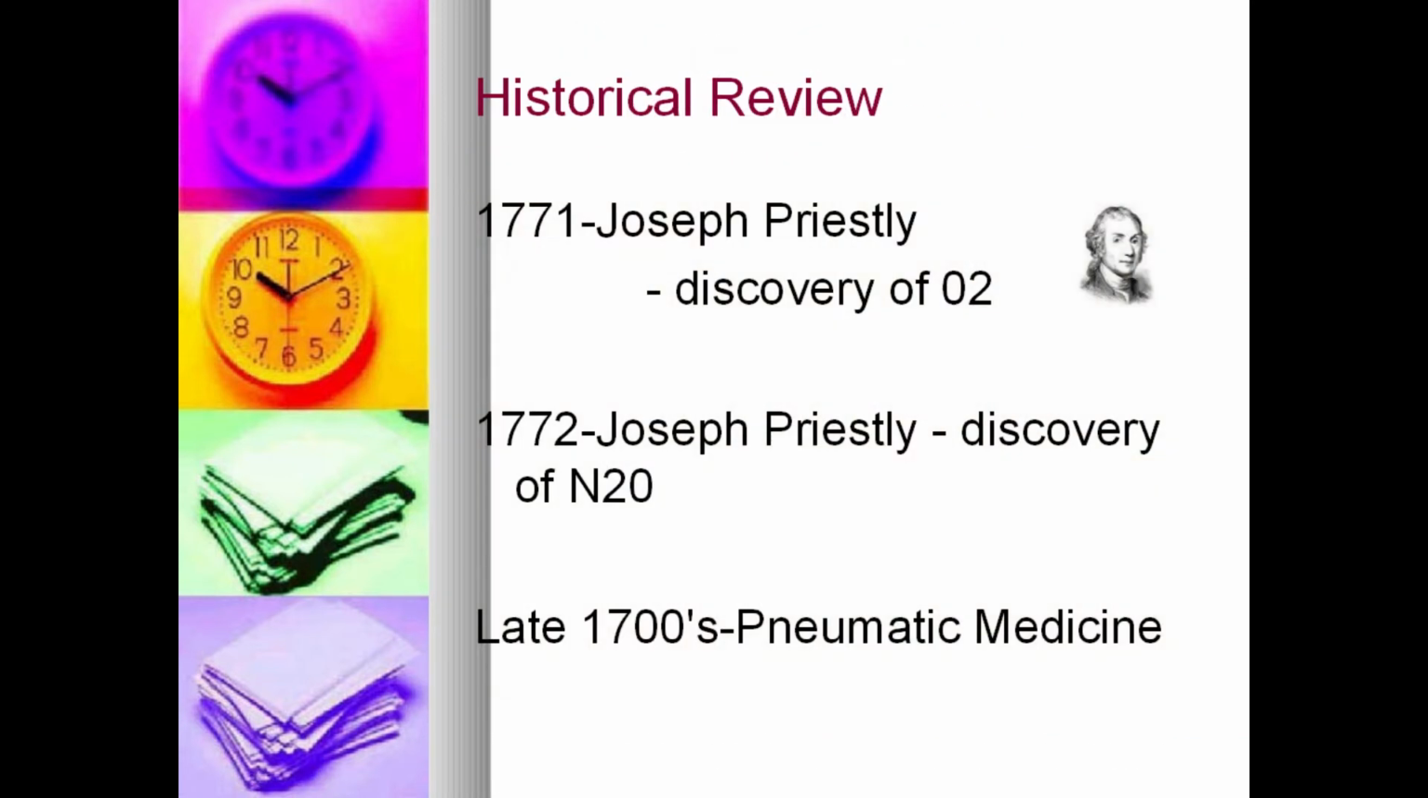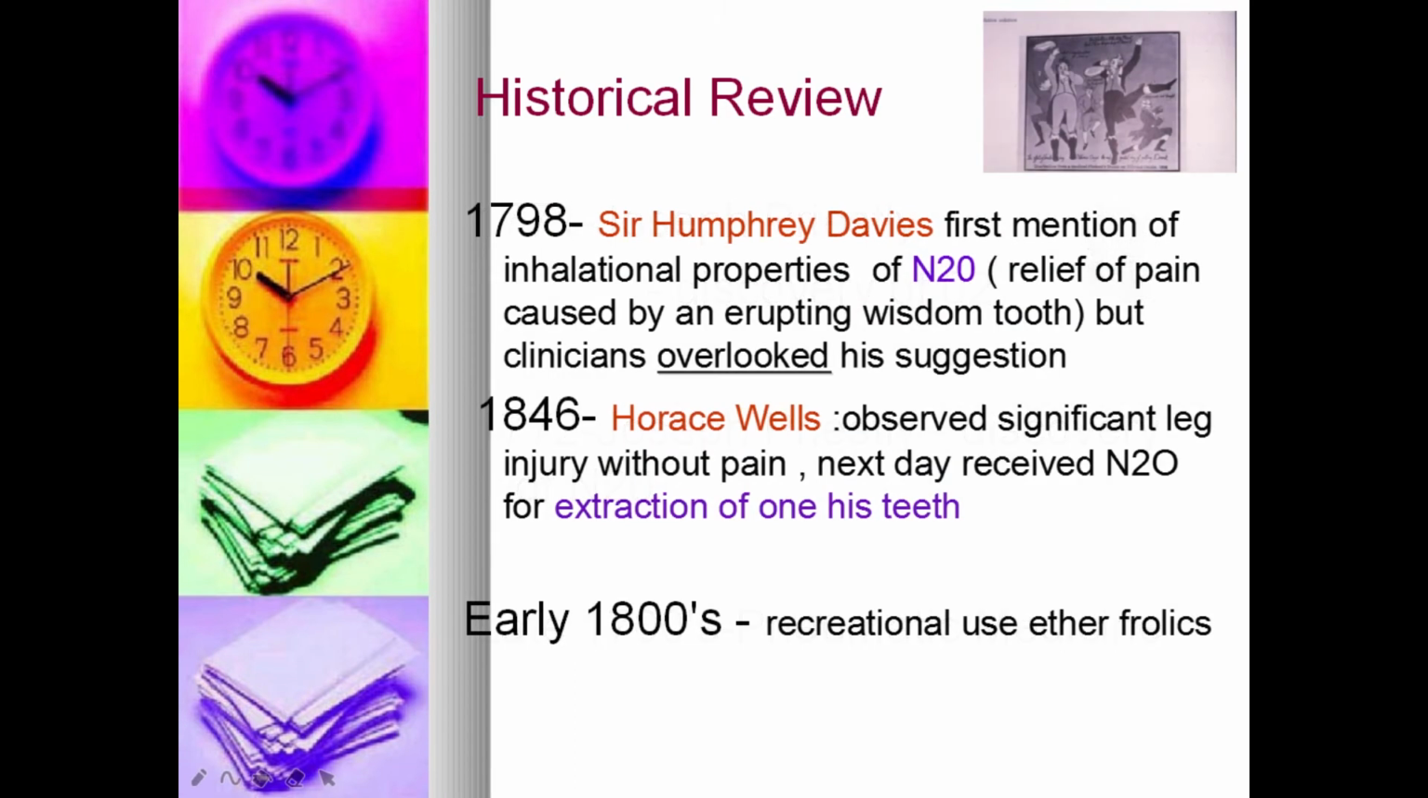Historical review. 1771, Joseph Priestley, the discovery of oxygen. 1772, Joseph Priestley, the discovery of nitrous oxide. Late 1700s, pneumatic medicine. 1798, Sir Humphry Davy's first mention of inhalational properties of nitrous oxide, relief of pain caused by an erupting wisdom tooth, but clinicians overlooked his suggestion. 1846, Horace Wells observed significant leg injury without pain, next day received N2O for extraction of one of his teeth. Early 1800s, recreational use, ether frolics.